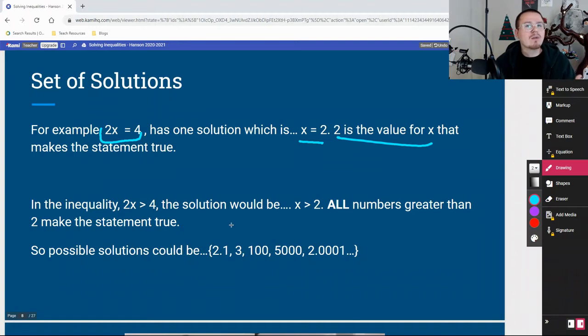But in an inequality, if you have a very similar one, 2x is greater than 4, and you divide by 2 to solve it, you get x is greater than 2. So all the numbers greater than 2. So 2.1, 3, 4, 500, 5,000, 2.0001, any number that's just greater than 2 makes it true. 2 does not make it true because 2 is not greater than 2.